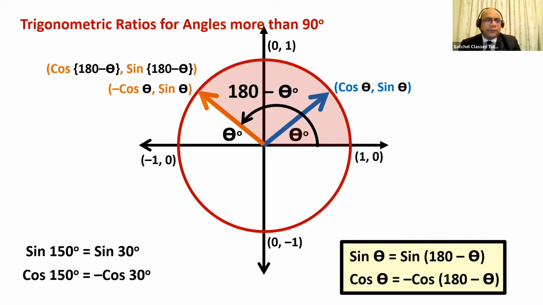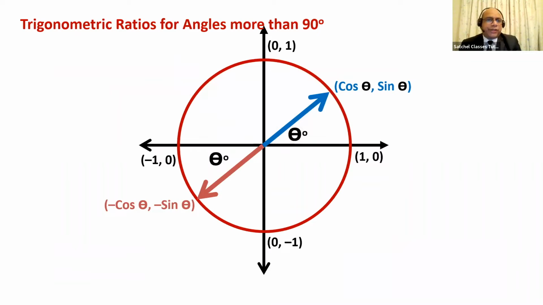For example, if I want to find sine of 150, all I need to do is 150 is 30 short of 180, and hence it will be sine of 30. Similarly, cos of 150 will be minus of cos of 30. Right. Let's move to the third quadrant now.